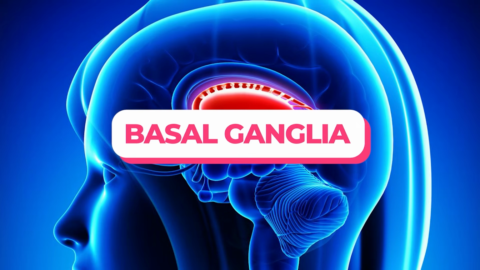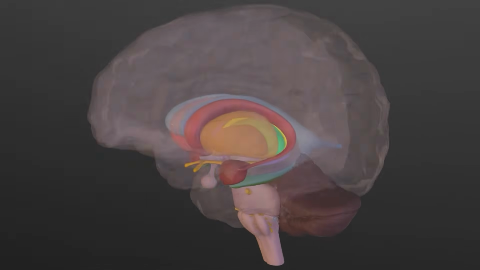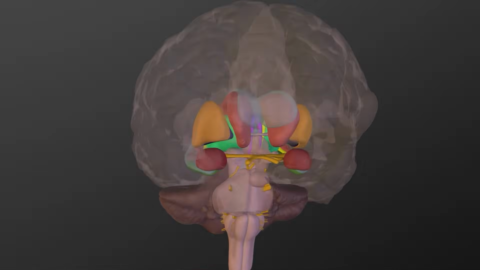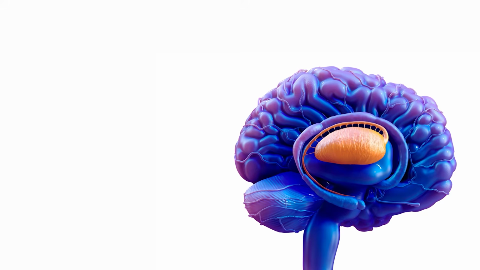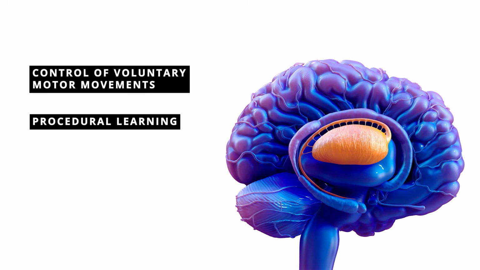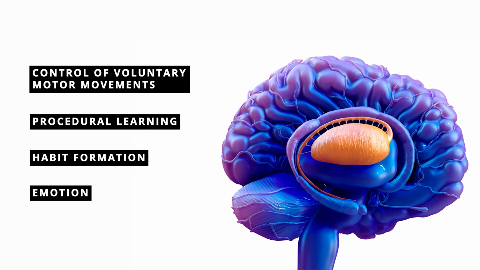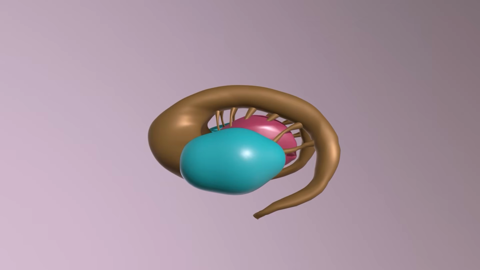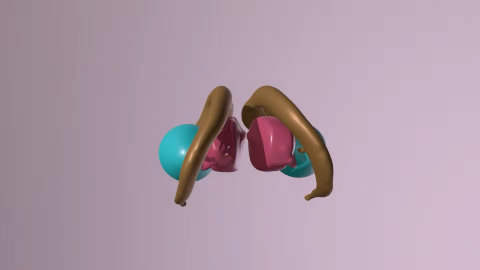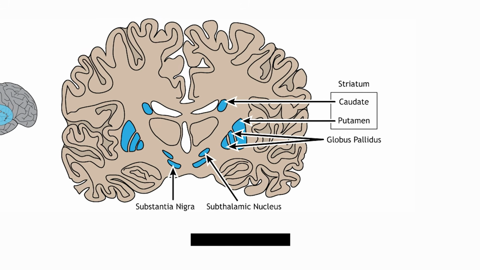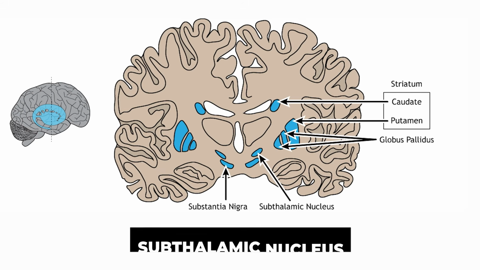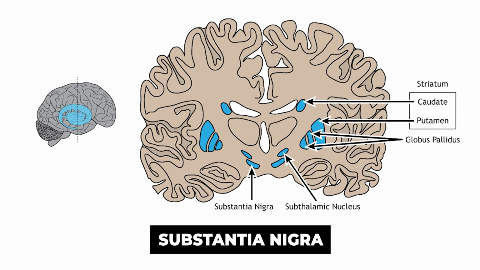Basal ganglia. The basal ganglia are a group of nuclei located deep within the cerebral hemispheres that play crucial roles in a range of functions, including the control of voluntary motor movements, procedural learning, habit formation, and emotion, among others. The basal ganglia are composed of several interconnected nuclei, which includes striatum, globus pallidus, subthalamic nucleus, and substantia nigra.